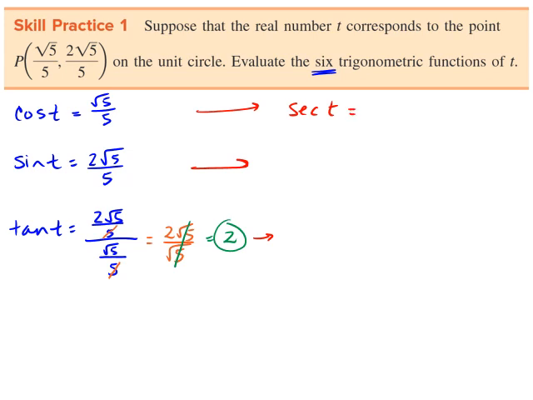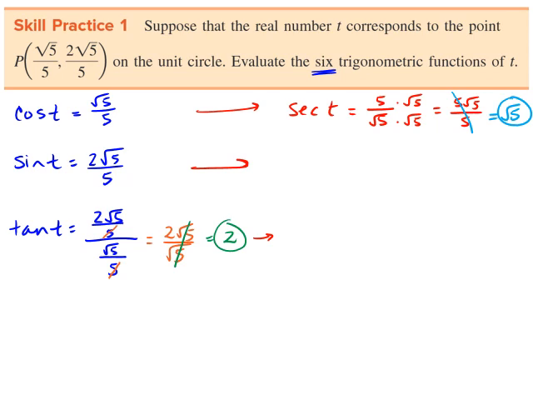So I can take the reciprocal of root 5 over 5 to get 5 over root 5. Remember to rationalize the denominator. I will take the square root of 5 and multiply that on the top and the bottom. This gives me 5 root 5 over 5. The 5's cancel, leaving me with root 5 for secant of t.